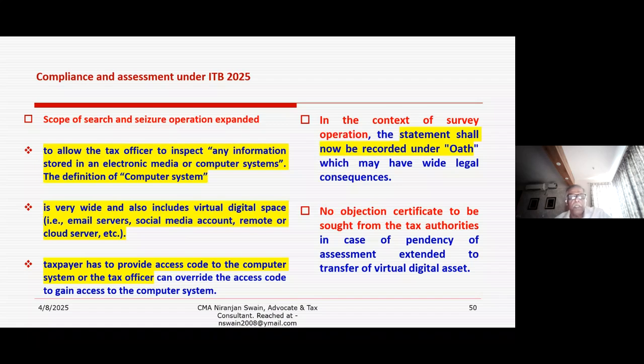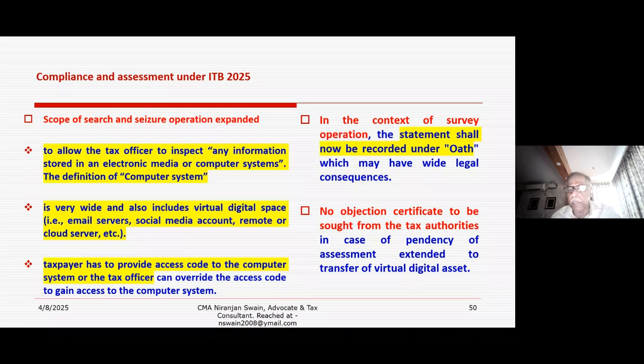Scope of search and seizure has been expanded, and friends, be careful, particularly any information stored in the electronic media or computer system that can also be accessible during the search operations. In a survey operation, the statement shall now be recorded under oath. Oath recording definitely has legal consequences. Earlier, at search time, oath recording was not there in many cases.